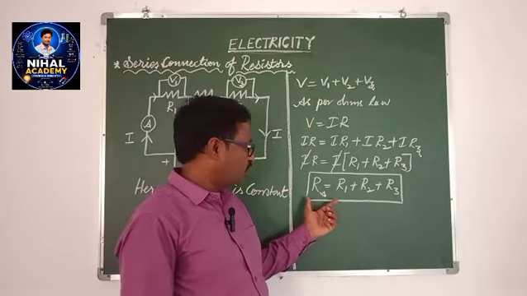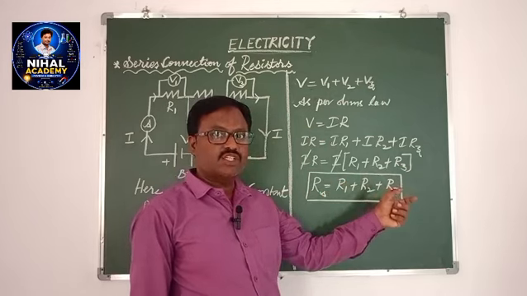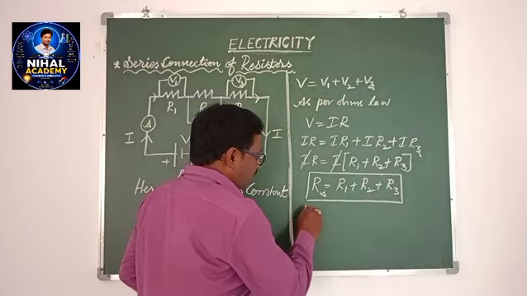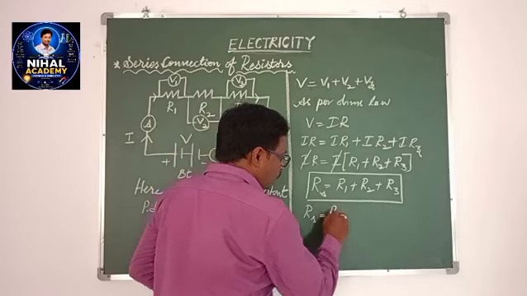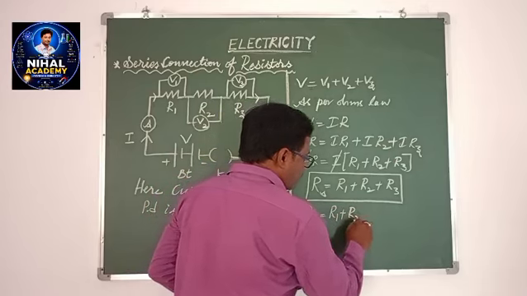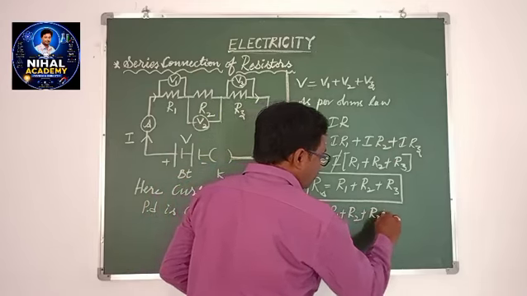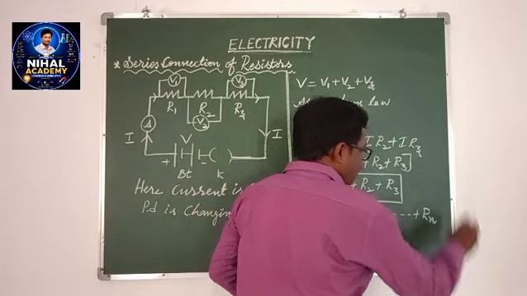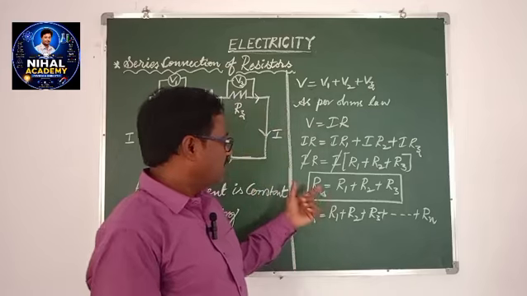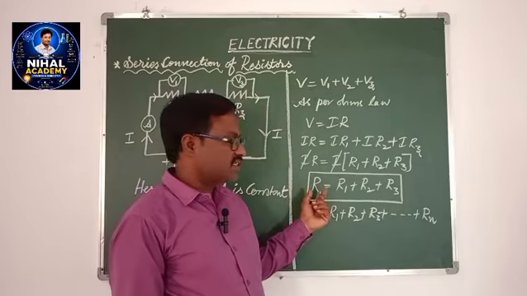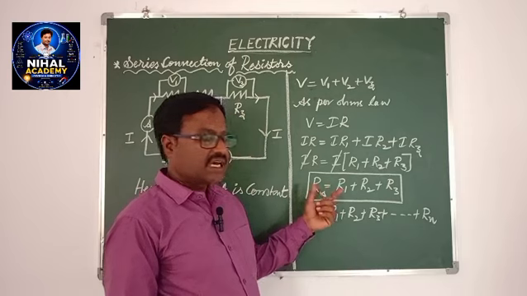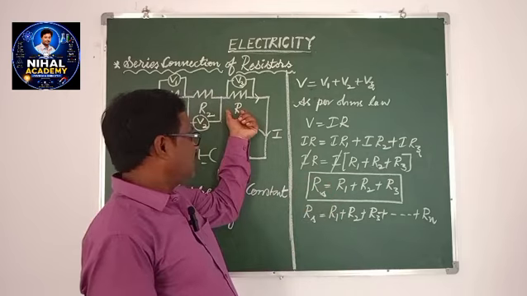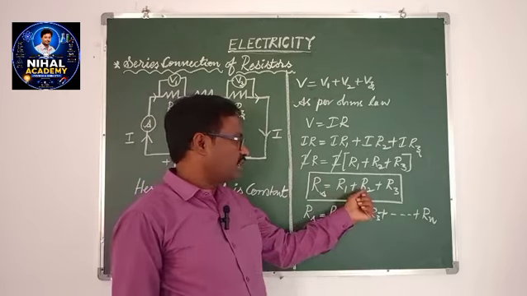Now if we generalize this formula for n resistors connected in series, then Rs is equal to R1 plus R2 plus R3 and so on plus Rn. So we can understand that the resultant resistance or equivalent resistance or total resistance or net resistance in series connection is equal to R1 plus R2 plus R3.